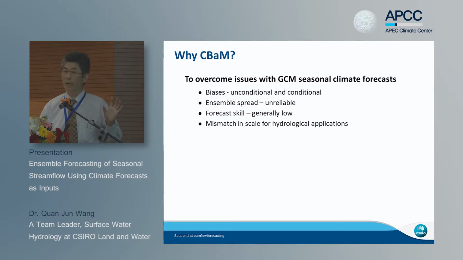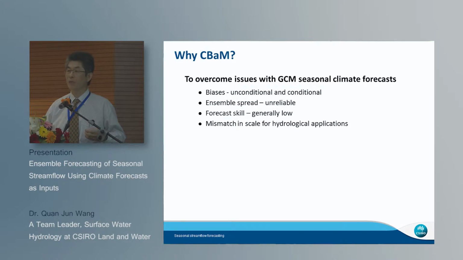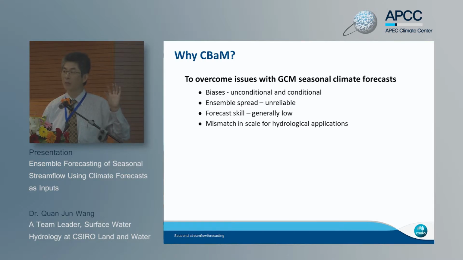We also know that for seasonal forecasts, the skill is still pretty low, in particular for rainfall. So the question is, can we extract more information out of GCM? We know that the GCM community has been working really hard to improve it, but we may have to wait another 10 years before we see major improvement. In the meantime, can we do something to extract more skill out of the GCM? And of course, for seasonal Streamflow forecasts, we also need to match up the scale, because GCMs tend to have much larger spatial scale. So I will show you some of the major concepts in the Cband methodology.